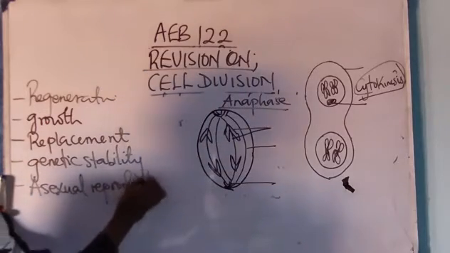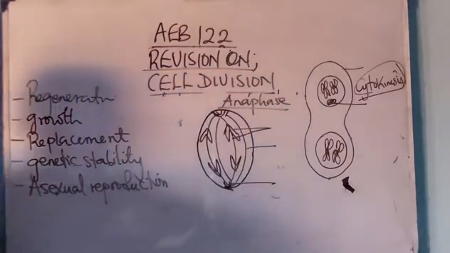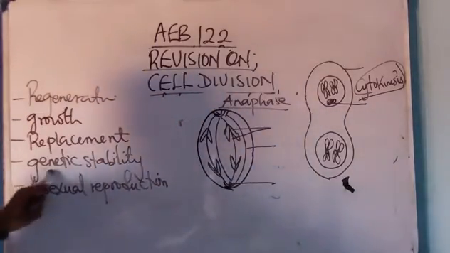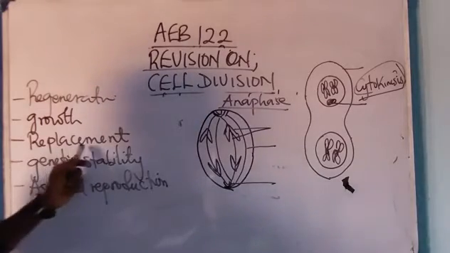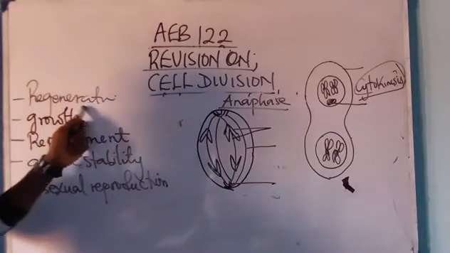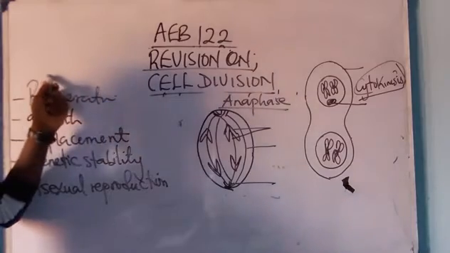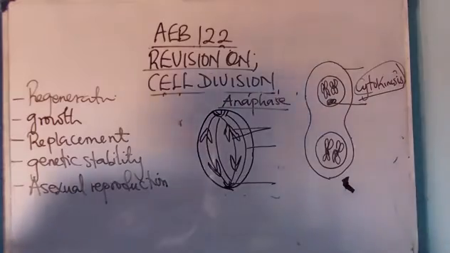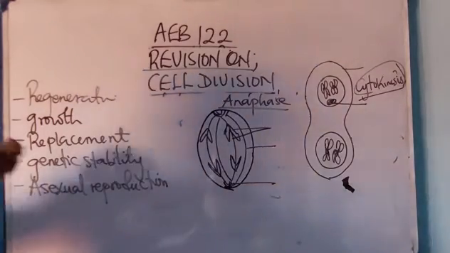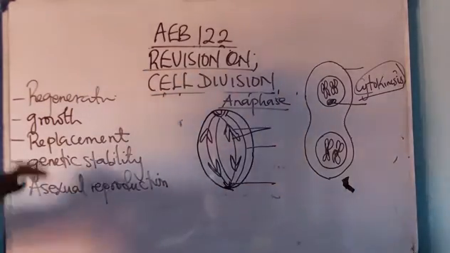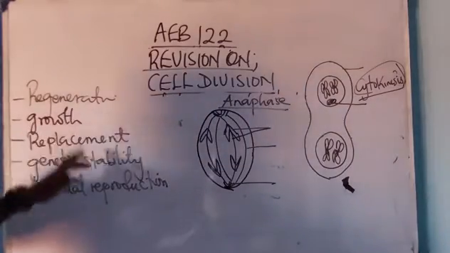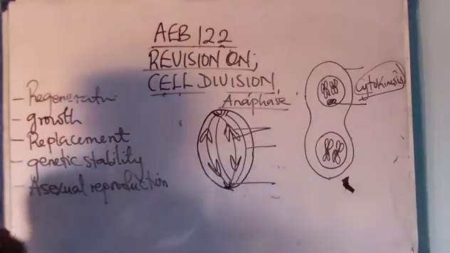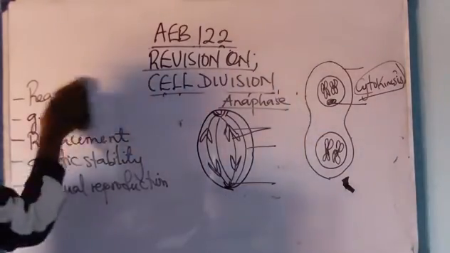So if they ask which of these is not a significance of mitosis, they'll give you genetic stability, replacement, growth, regeneration, and genetic variation. Yeah, genetic variation is not applied to mitosis. That one is meiosis. These are the significance of what? Mitosis: regeneration, growth, replacement, genetic stability, and what? Asexual reproduction.